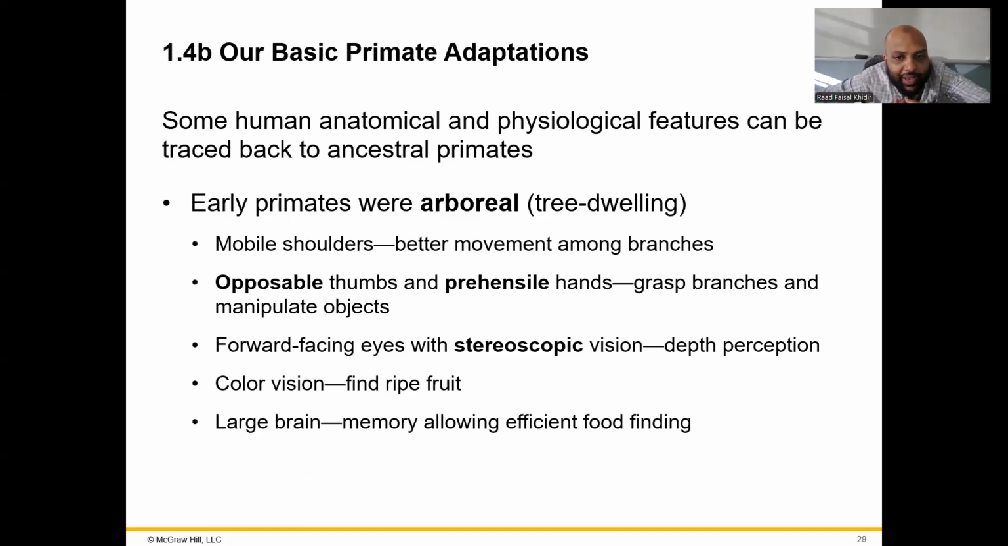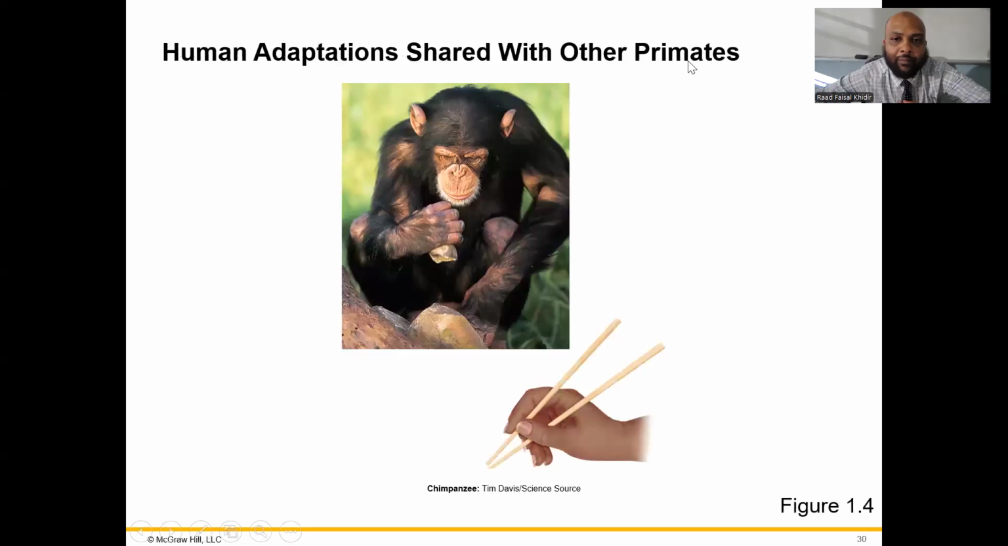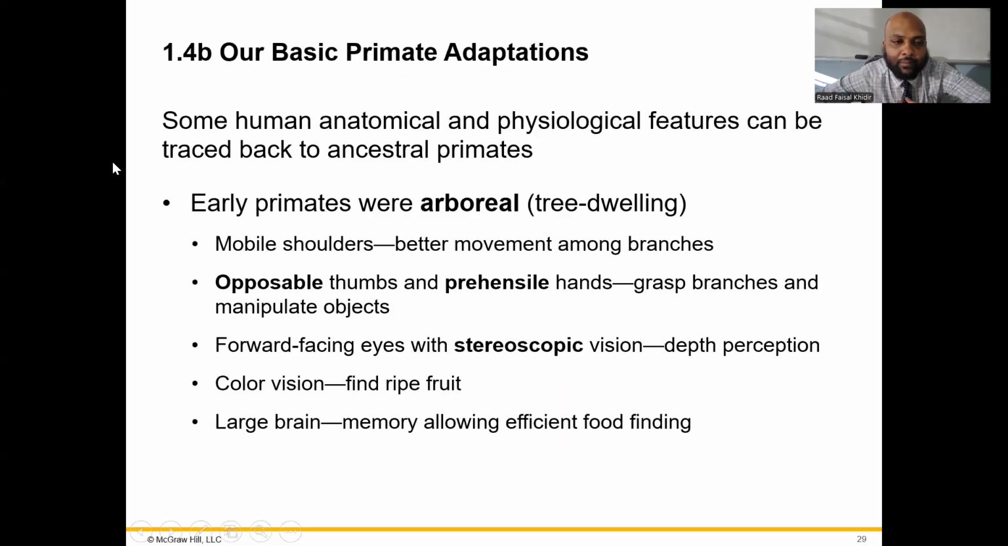It will hide excellently better than others to protect itself from other predators. So some human anatomical and physiological features can be traced back to ancestral primates. Okay, so this is really important, because some human anatomical and physiological features. So let's talk about our basic primate adaptations. So the early primates were arboreal.